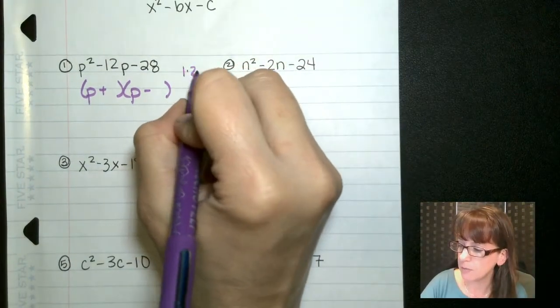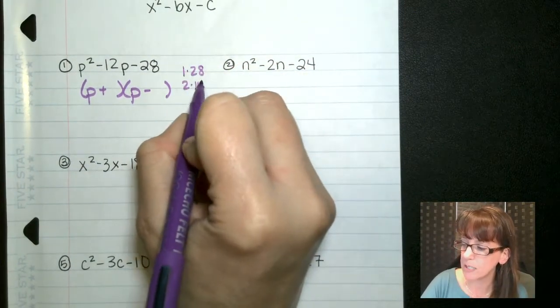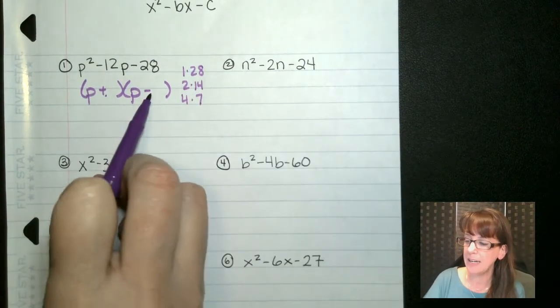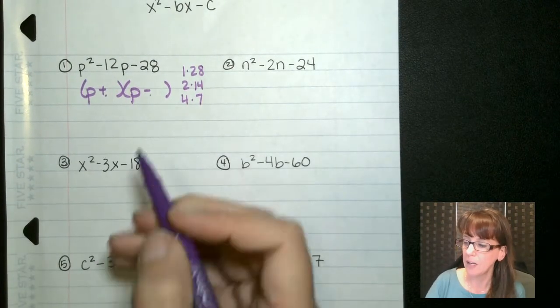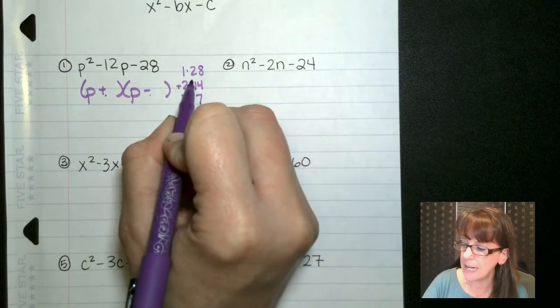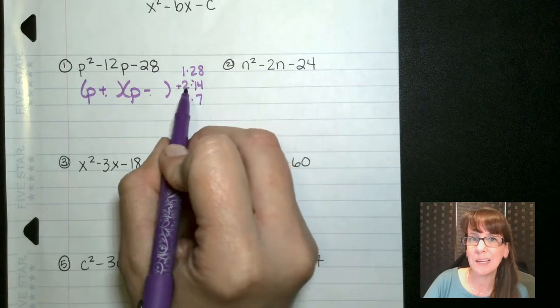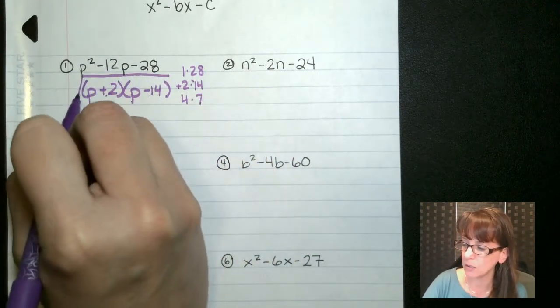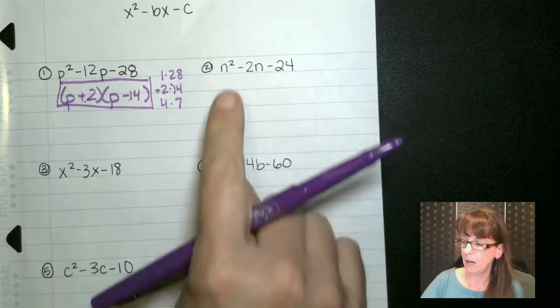All right, factors of 28: 1 and 28, 2 times 14. Not 3, but 4 times 7. I need a positive and negative that gives me negative 12. Well, if I do a positive 2 and a negative 14, that adds up to negative 12. So positive 2, negative 14 is my answer. Look at that. Bam.